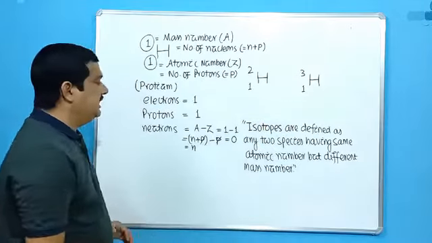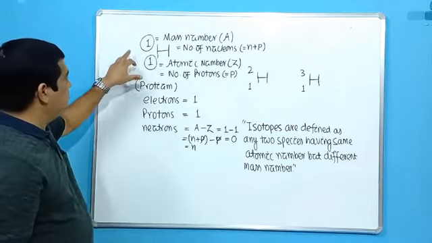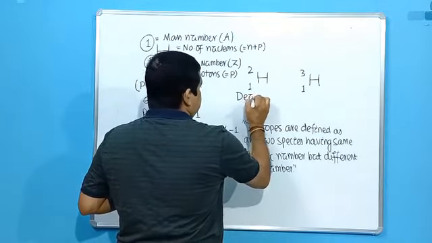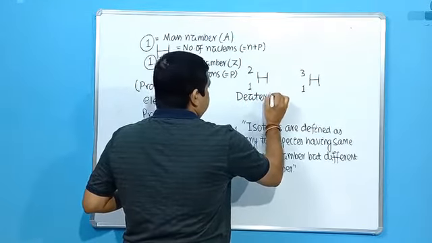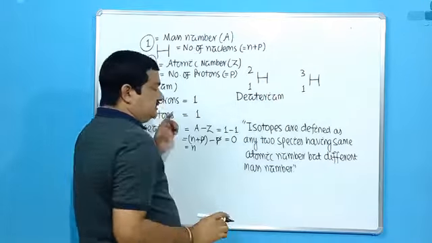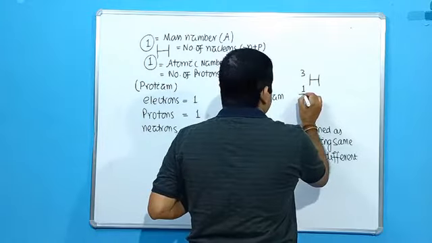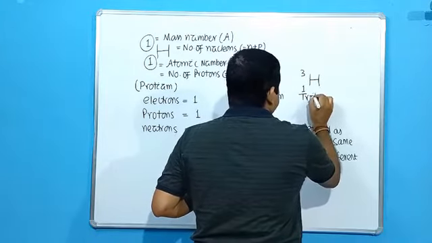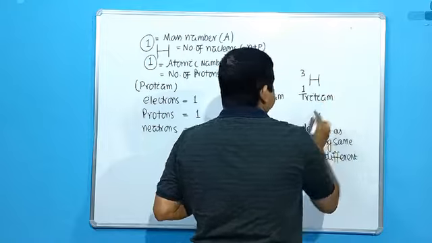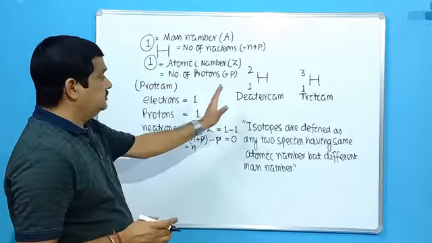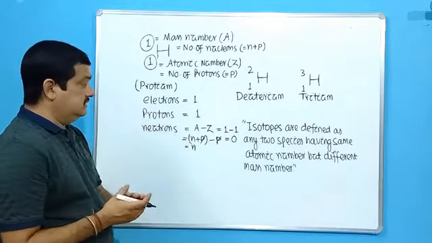So this is how you have to define the isotopes. So these three are isotopes. This is protium, this is deuterium, used as heavy water for retardation in nuclear reactor, and this is tritium. So these are the isotopes of hydrogen.